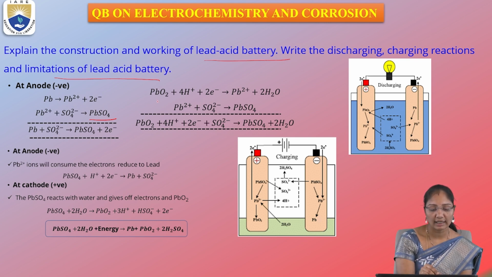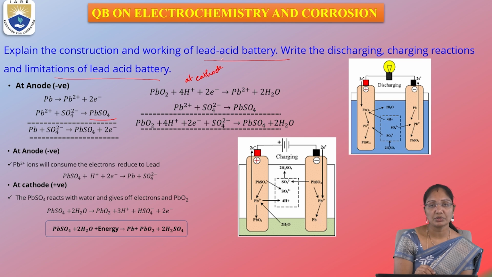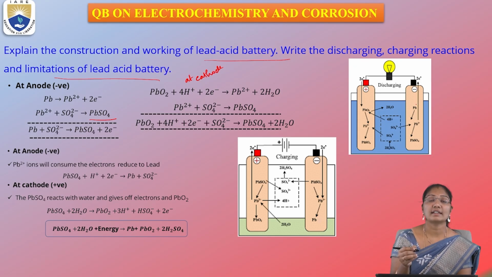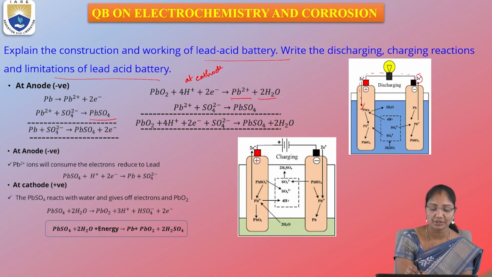Whereas the lead oxide is at the cathode. The positive terminal lead oxide reacts with the 4 H plus ions and the 2 electrons gained from the anode. Once the electrons are released at the anode, they travel and reach the cathode. So here we can see the 2 electrons reach the cathode. Then lead oxide reacts with the 4 H plus ions and 2 electrons and gives rise to lead 2 plus and 2 H2O.